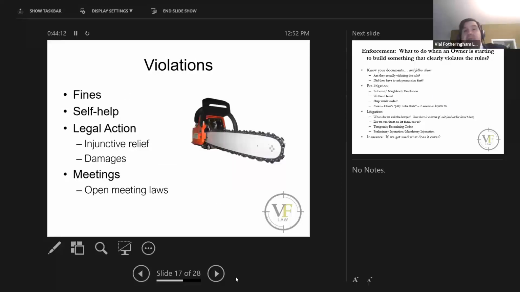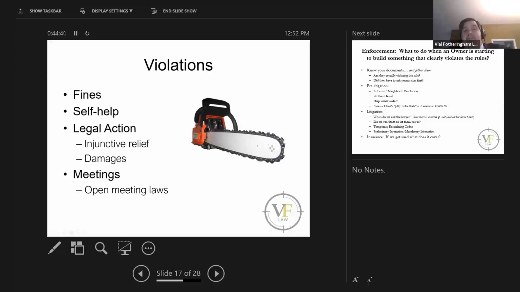So when there is a violation, what can you do? Well, you can fine. You can sometimes self-help, abate the violation. That self-help is especially true in a condo where people are doing things to the exterior of the building or planting in the flower beds. That's when they're doing, because at that point it's essentially association property. Legal action, so you can go to court and get an injunction.